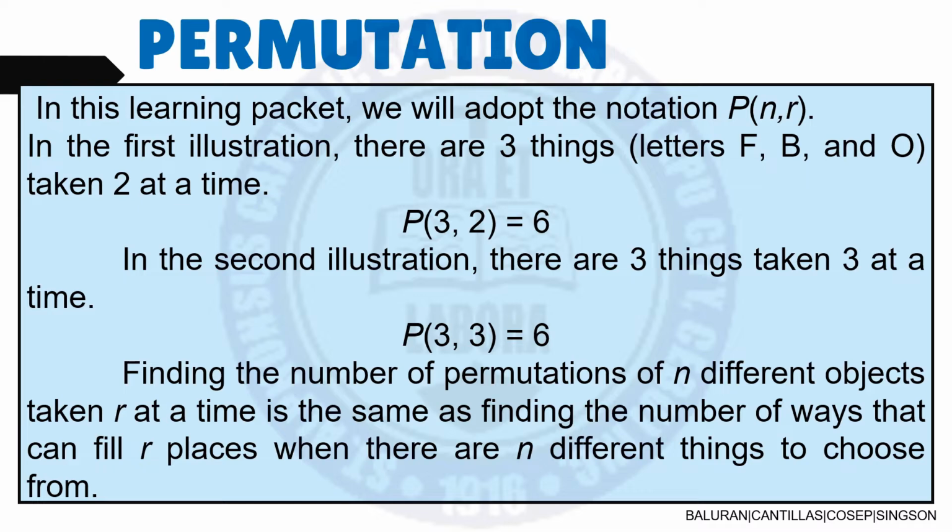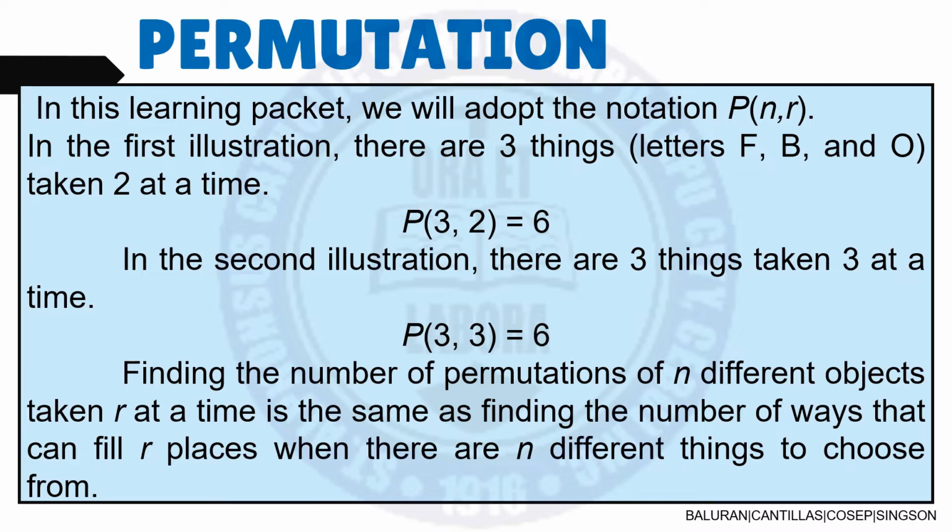In the first illustration, there are three things or letters F, B, and O taken two at a time. So therefore, we have this permutation notation. The permutation of three letters taken two at a time is equal to 6. In the second illustration, there are three things or letters taken three at a time. So we can denote it as the permutation of three letters taken three at a time is equal to 6.